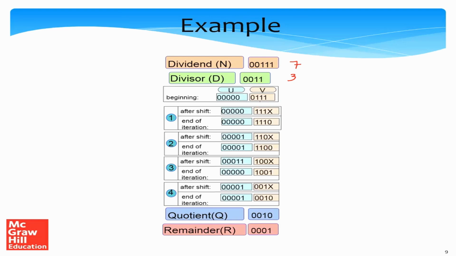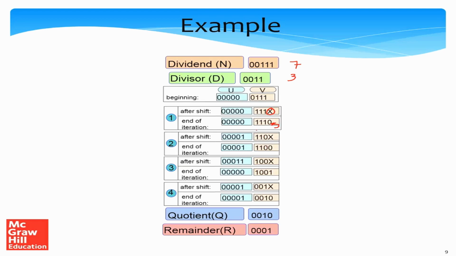So after the shift, 111 comes here, and x means that this bit we don't care. Then what we do is we try to subtract the divisor from this number, and since we don't have anything, we write a 0 over here. So since the result is negative, 0 minus any number is negative, we write a 0 here.